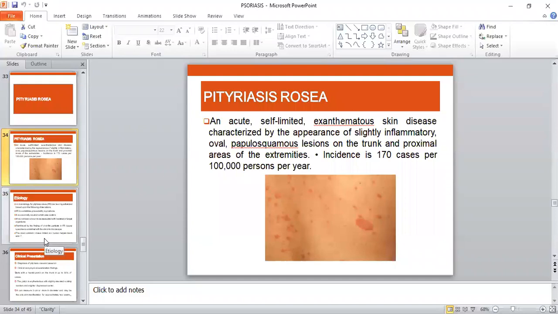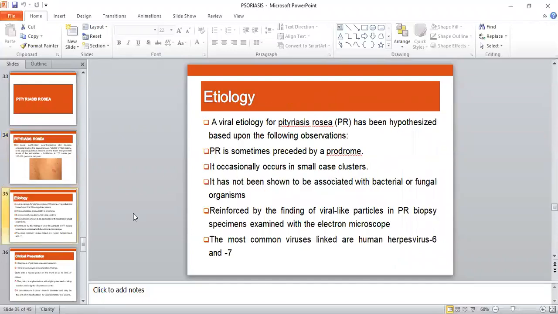You can see this. And what is the etiology? A viral etiology has been hypothesized, and PR is sometimes preceded by a prodrome. It occasionally occurs in small case clusters, and it has been shown to be associated with bacterial or fungal organisms. This is reinforced by the finding of viral-like particles in PR biopsy specimens examined with the electron microscope, and the most common viruses linked are human herpesvirus 6 and 7. But these are important things.